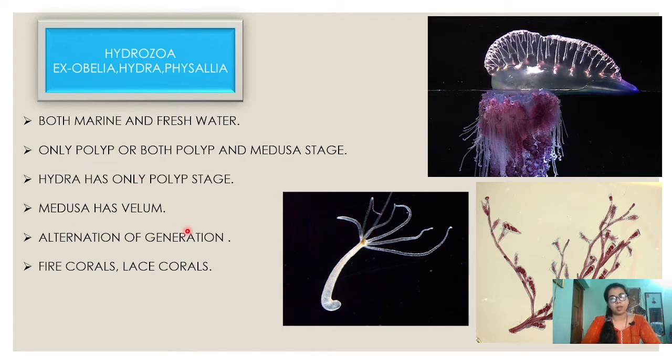The medusa has a velum, and they also show alternation of generation, that is, from the sexual form to the asexual form. What alternation of generation is, we will discuss in a later part. This Hydrozoa class also has corals, which include fire corals and lace corals. What corals are, we will discuss in our next upcoming video. So the corals found under Hydrozoa are the fire corals and the lace corals.